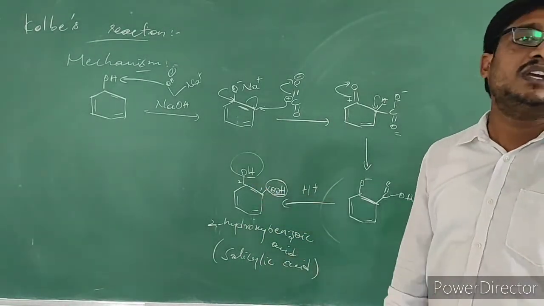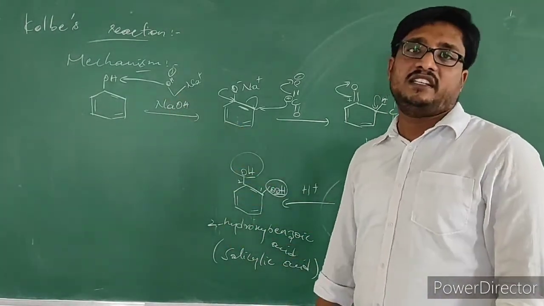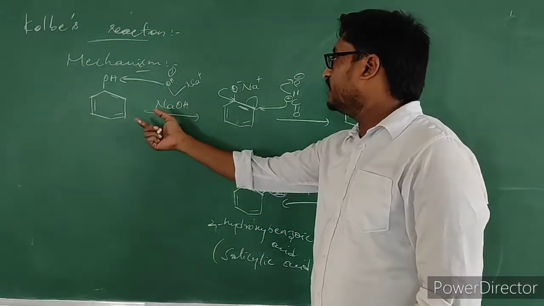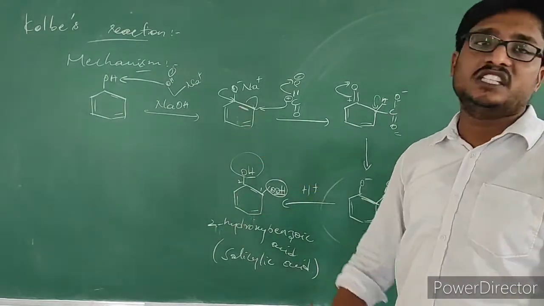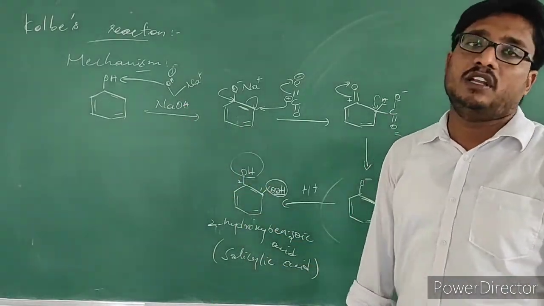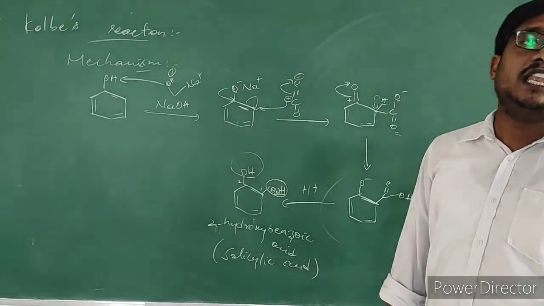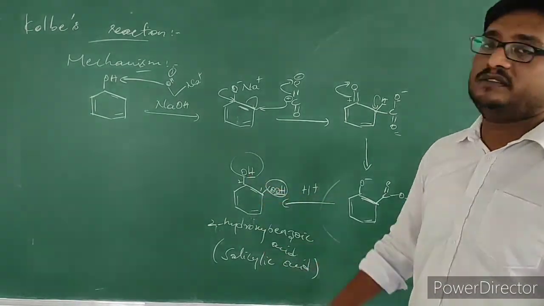What is the reactant which we are taking here? Phenol is the reactant. Why do we need to convert phenol into phenoxide ion? The reason is that phenoxide is more stable when compared with phenol, and it is more reactive towards electrophilic substitution. That is the reason.